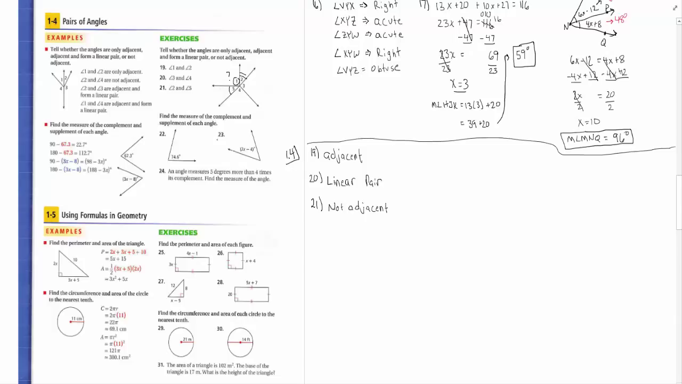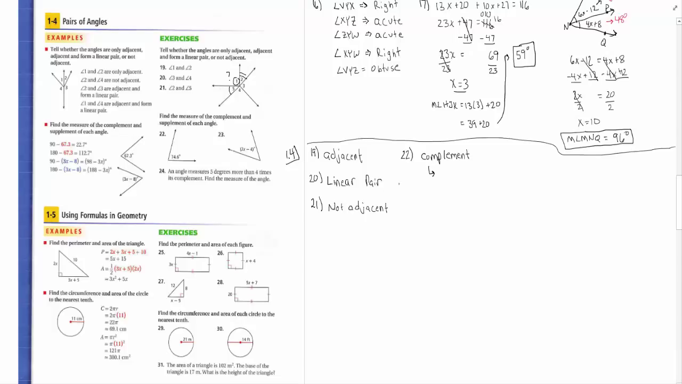Okay, so now we'll look at number 22. Number 22 says find the measure of the complement and supplement of each angle. So here we have number 22, which is 74.6 degrees. So we're going to break this into two parts here. Start with the complement.